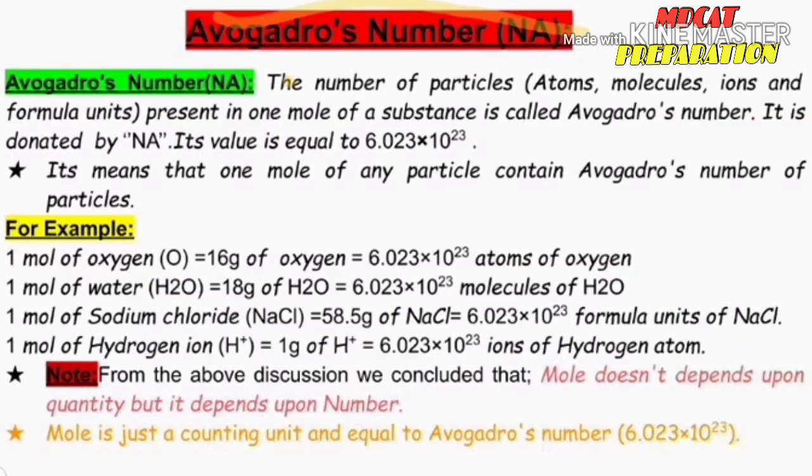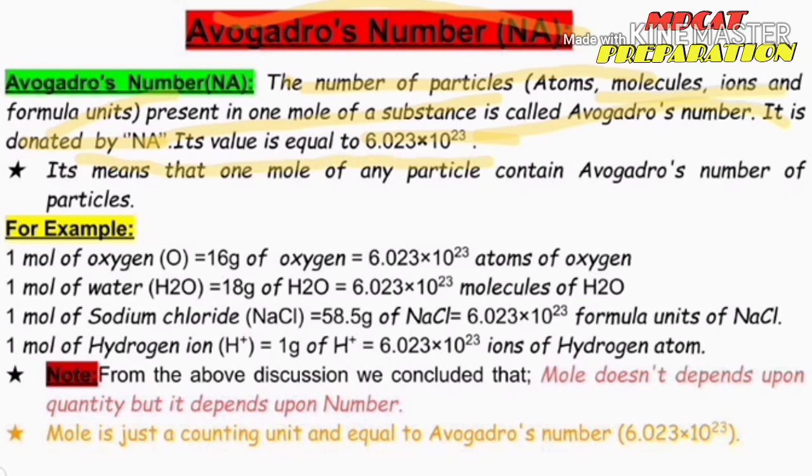Avogadro number. The number of particles, that is atom, molecule, ion, or formula unit, present in 1 mole of a substance is called the Avogadro number. It is denoted by Na, and its value is equal to 6.023 into 10 raised to the power 23. It means that 1 mole of any particle contains Avogadro number of particles.